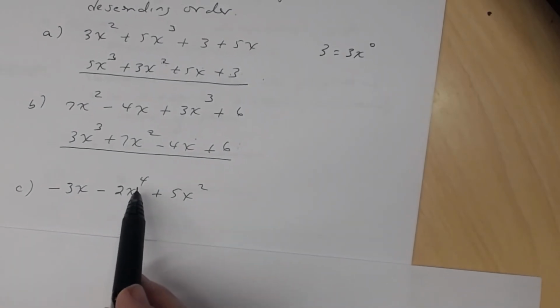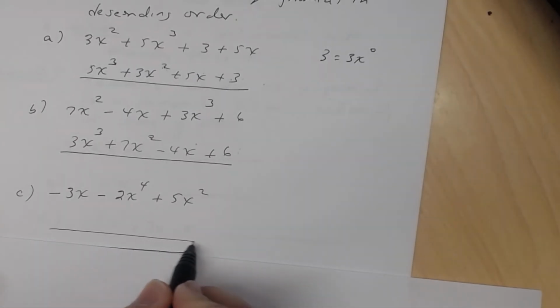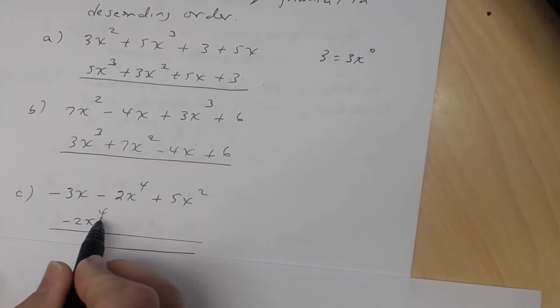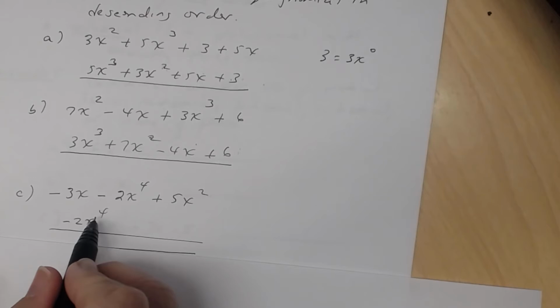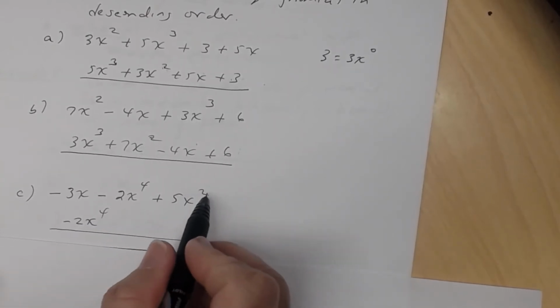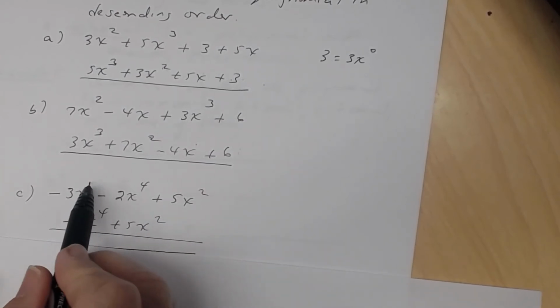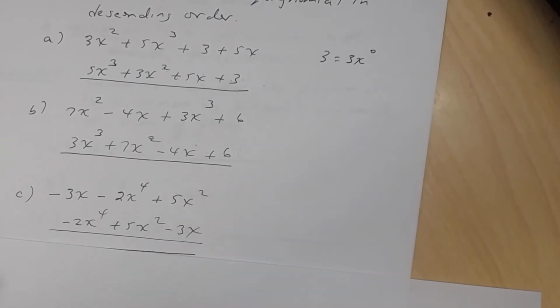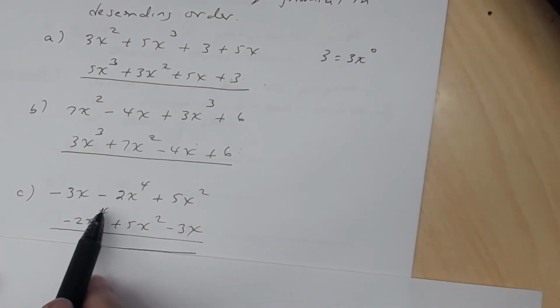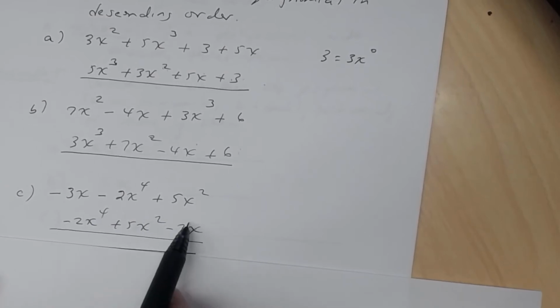The largest exponent is 4. So we're going to say negative 2x to the fourth. Notice I said negative 2x to the fourth, not a positive 2x to the fourth. The next one is a positive 5x squared. And the next term has exponent 1, so we say minus 3x. Notice I wrote in descending order. In this term, the exponent is 4. In this term, the exponent is 2. And in this term, your exponent is 1.